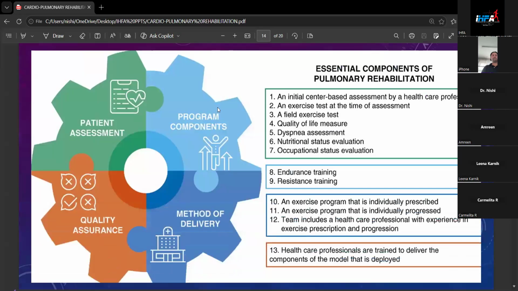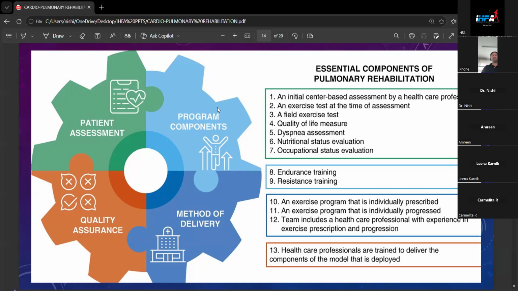So as there were core components in cardiac rehabilitation, there are core components in pulmonary rehabilitation also. Always the first thing is assessment. A detailed assessment has to be taken by the healthcare professional. Second is exercise testing. Third is field exercise testing, to see whether the patient is able to do it or not. Fourth is quality of life measure.